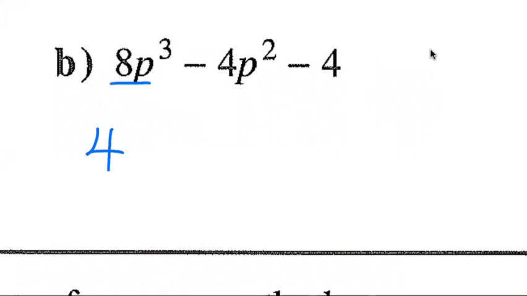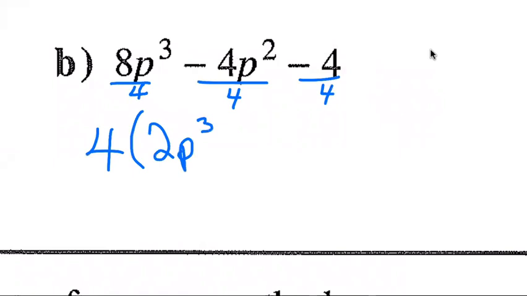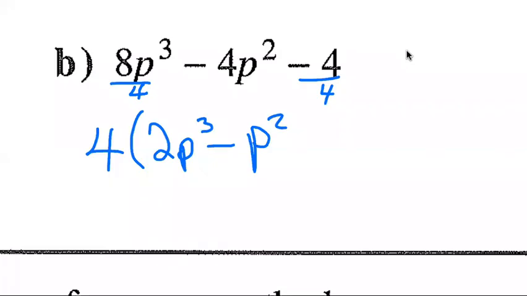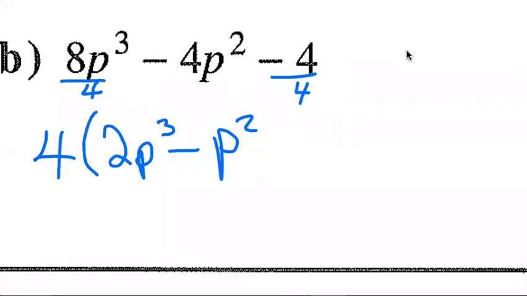Now in my head, I'm thinking, well, I got to divide that by 4, I got to divide this by 4, I've got to divide this by 4. 8 by 4 is 2, p cubed stays the same. Minus 4 by 4 is 1, p squared. And of course, I don't need that 1 in there. So I don't even need to write that in there. P squared. Oh, sorry about that. I got interrupted. And then negative 4 divided by 4 is also minus 1.